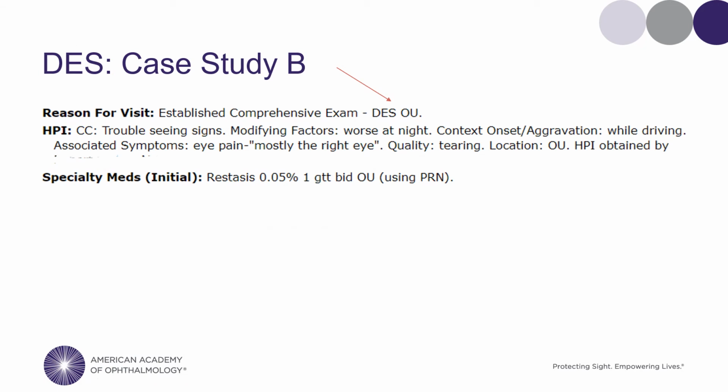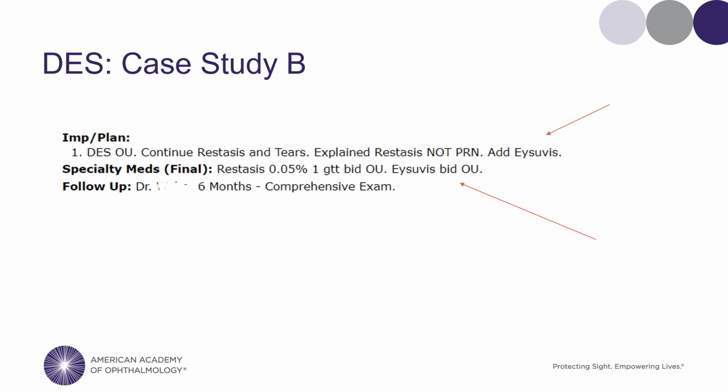The next patient is seen for an established patient comprehensive exam and evaluation of dry eye syndrome in both eyes. The patient complains of trouble seeing, signs worse at night and driving. There is eye pain mostly in the right eye and tearing. The patient is currently prescribed Restasis. Following the medically relevant exam, the assessment is dry eye syndrome in both eyes, continue Restasis and tears, and a new eye drop is prescribed. The follow-up is in 6 months for a comprehensive exam.